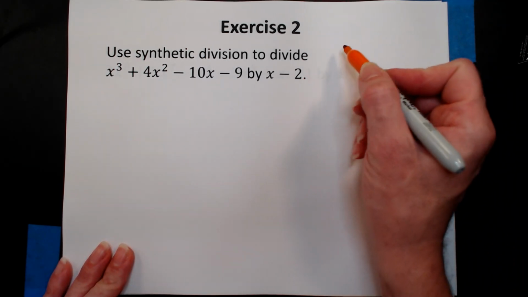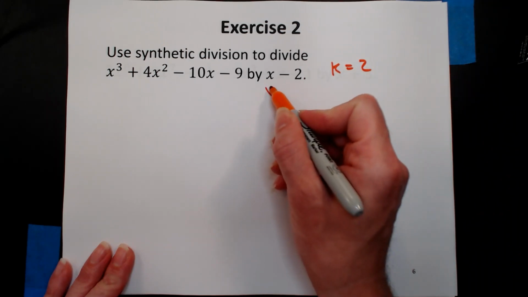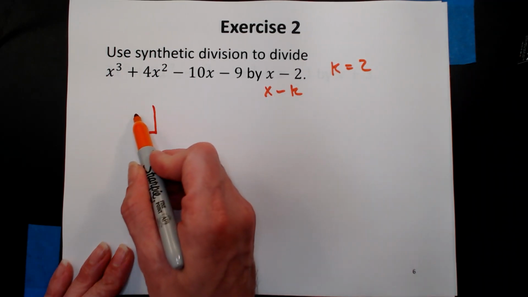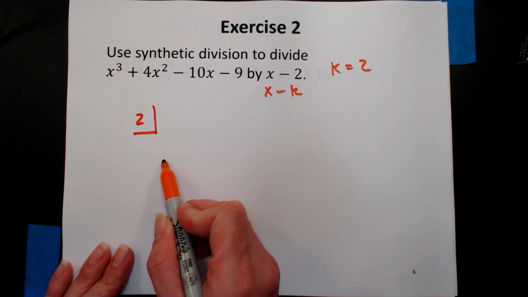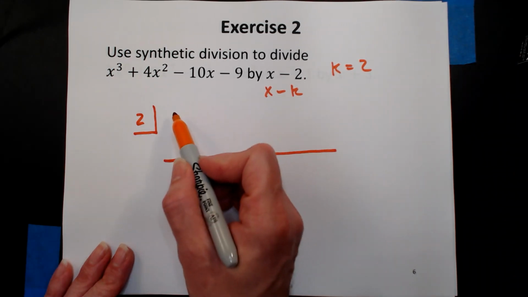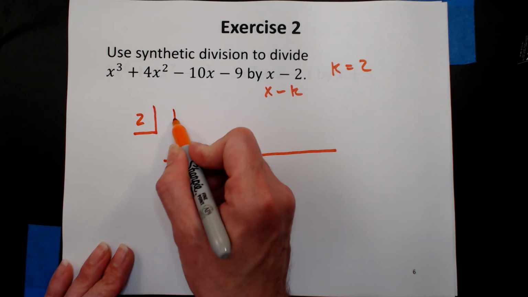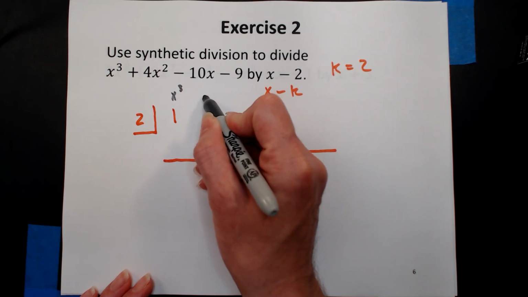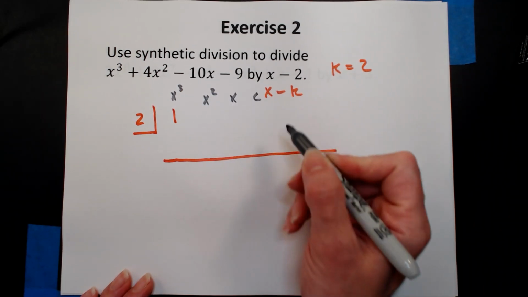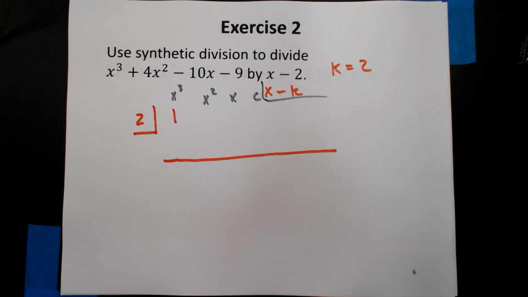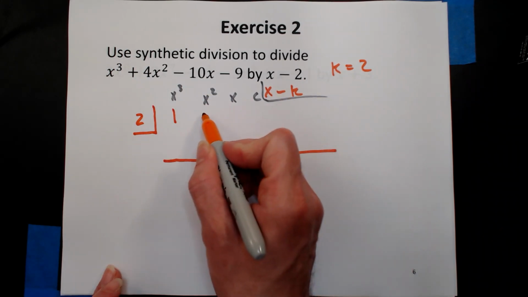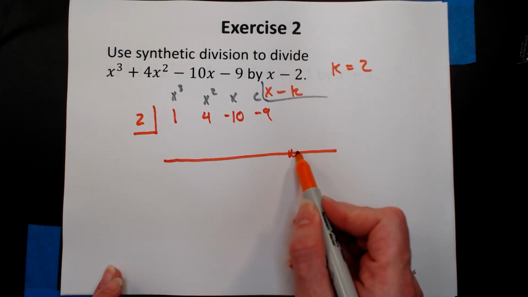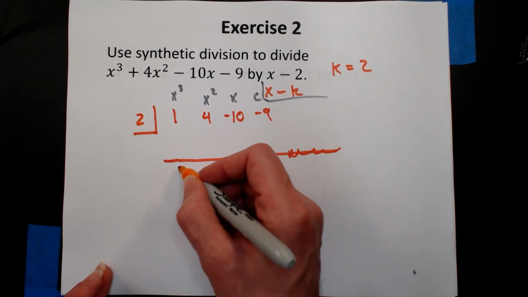So here, our k is going to be equal to 2, because remember this is x minus k. And then I'm going to say, okay, so I have my synthetic division bar, so I'm going to put 2 right here, and over here, I'm going to draw a line. And then I'm going to use the coefficients. So I'm going to have a 1 for my x cubed. Let me label my columns real quick. So I have my x to the third, my x squared, my x, and my constant. Now I'm going to have my 1, my 4, my -10, and my -9. Actually didn't need my bar to go out that far. And now that I have that, I bring the first number down, 1.